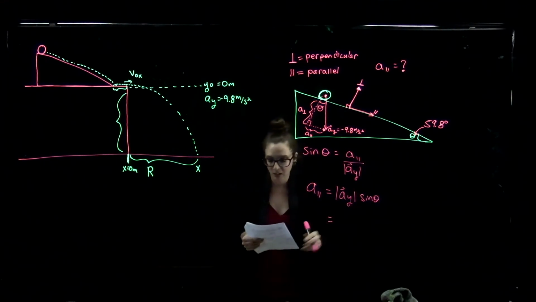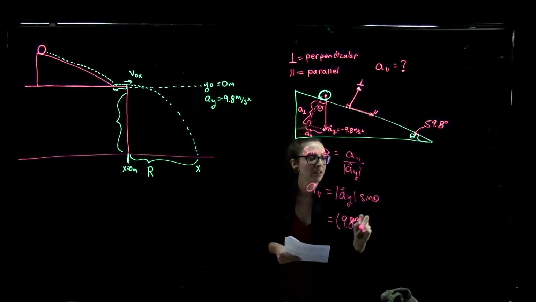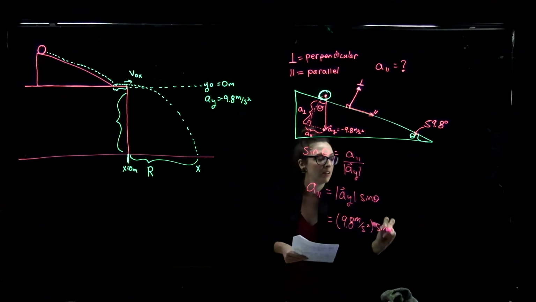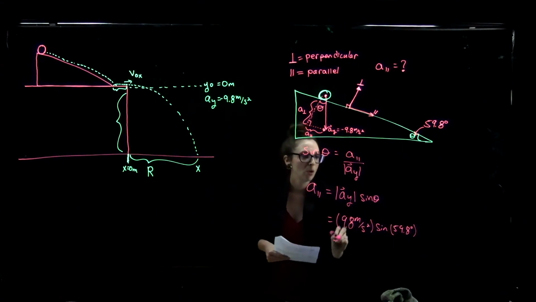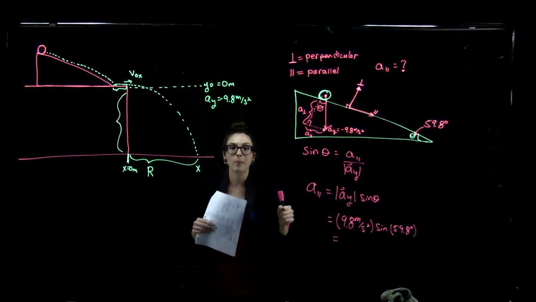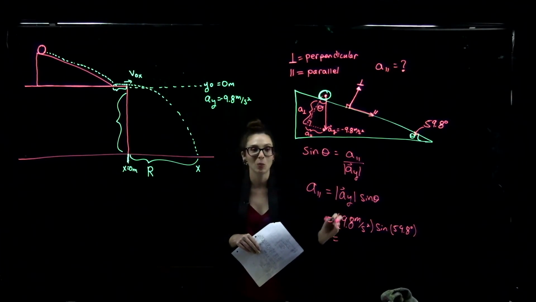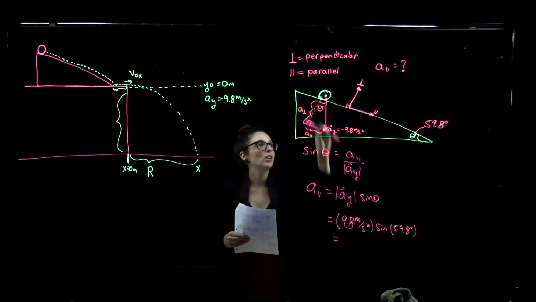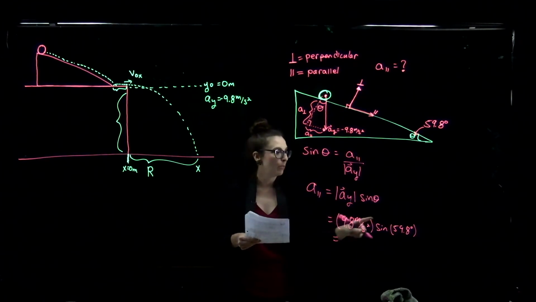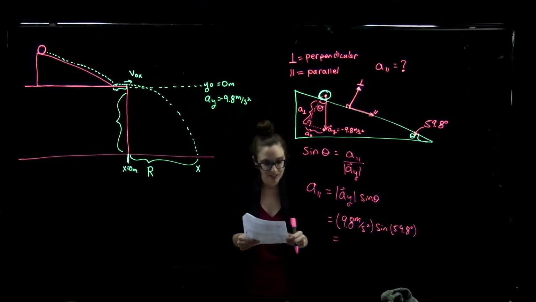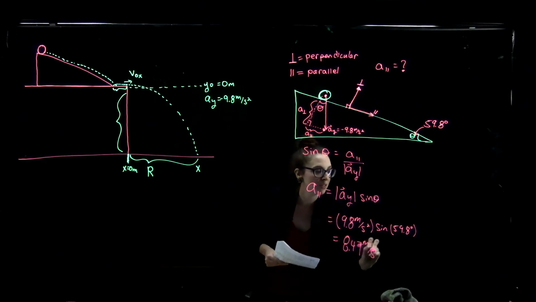So the acceleration that you're going to look for is 9.8 meters per second squared times sine of our angle, 59.8 degrees. When I put the bars around it, that means you take the absolute value, so this number is just positive 9.8 meters per second squared. So my acceleration of my ball down the plane is equal to 9.8 times sine 59.8, which is 8.47 meters per second squared.